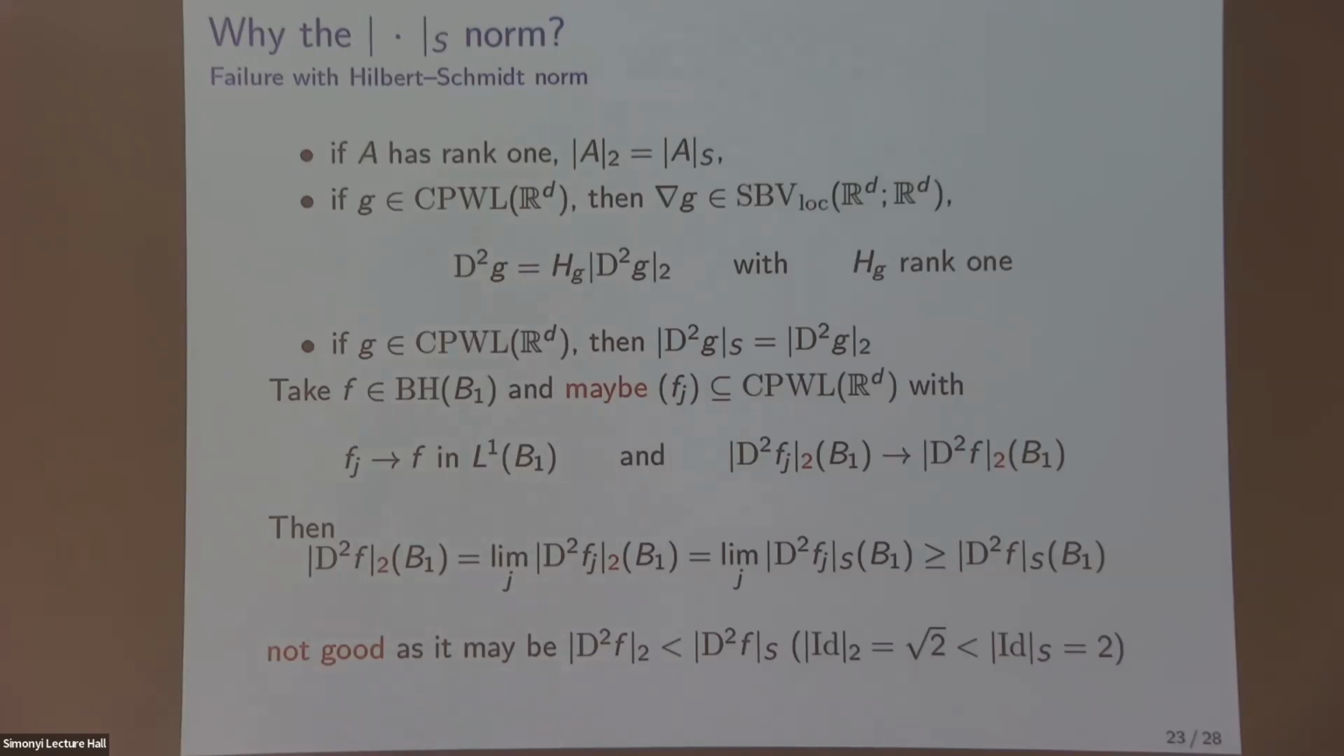No, wait. It's not true that it's important. It's important only the value on rank one. No, it's not important. But the fact is that if you have a norm that coincides with the Schatten one on rank one matrices, then the density result is going to fail. Yes, sure. Okay.